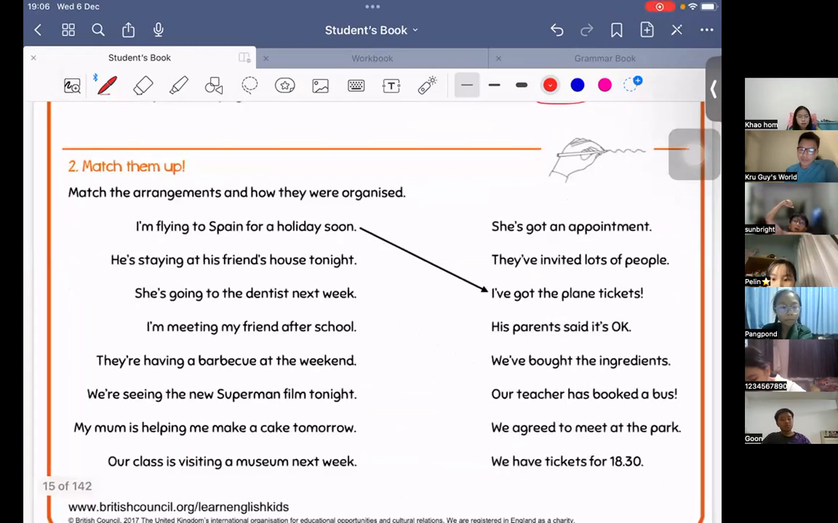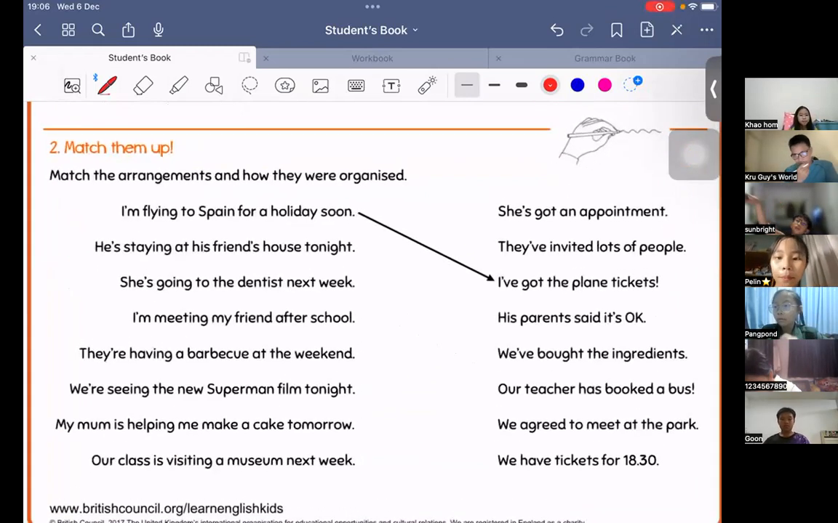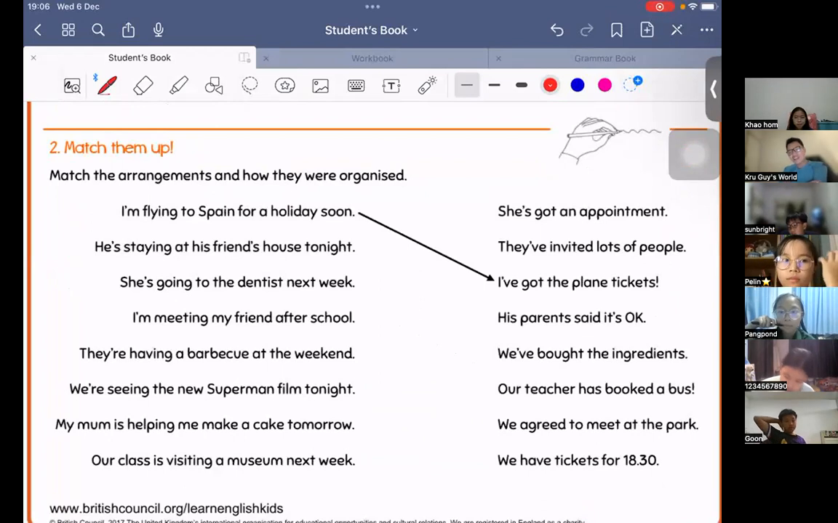Look at this. So it's about reading. It's a lot of them, so you have to check very carefully. Can you see it clearly? Right? Okay, good. Perfect. The first one: I'm trying to spend for holidays soon. I've got the plane tickets. Okay. This one, I've got a plane ticket.